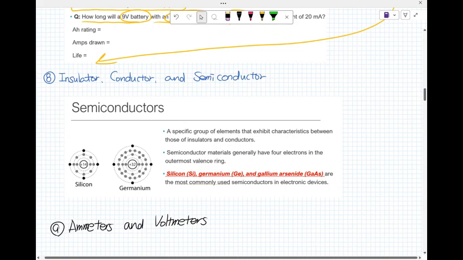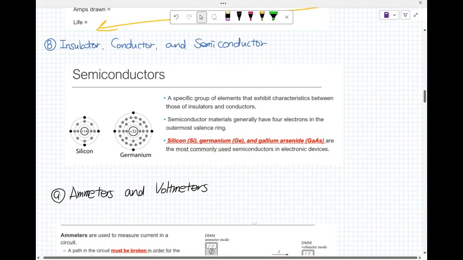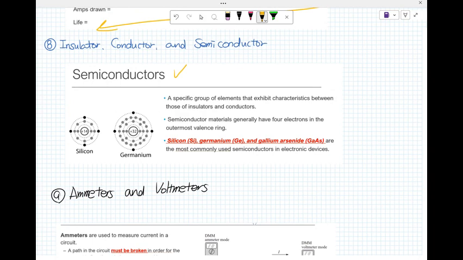There are 3 types of materials. First, we wanted to learn about the insulator, conductor, and semiconductor. The most commonly used semiconductors in electronic devices are silicon, germanium, and gallium arsenide. Semiconductors generally have 4 electrons in the outermost valence ring. A semiconductor is also a specific group of elements exhibiting characteristics between those of an insulator and a conductor.